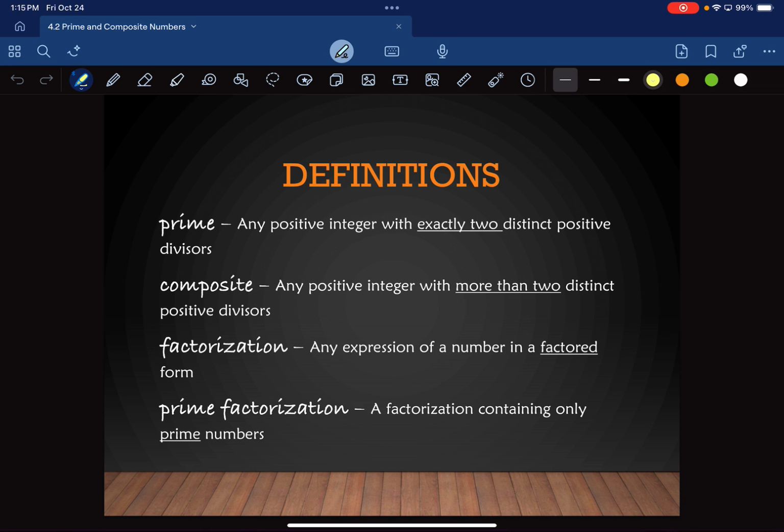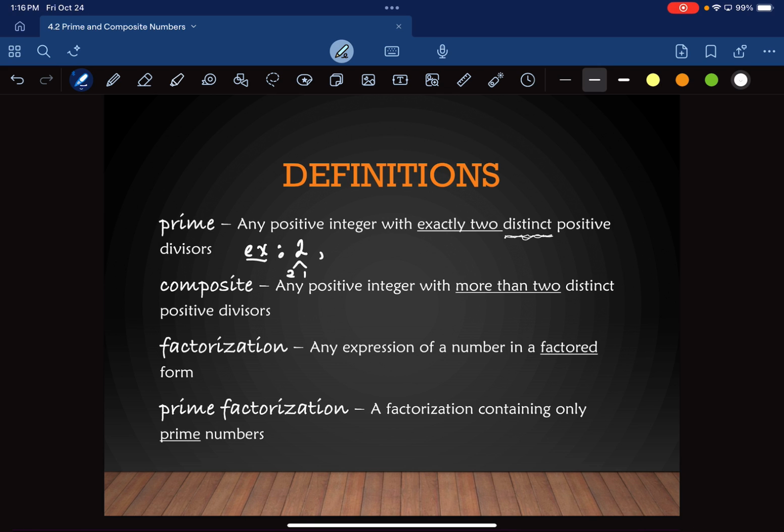Primes. A prime is any positive integer with exactly two distinct, that's an important word, distinct positive divisors. Distinct means different. So, for example, the number 2 is prime because 2 cannot break down into anything except 2 and 1. And 2 and 1 are two distinct numbers.